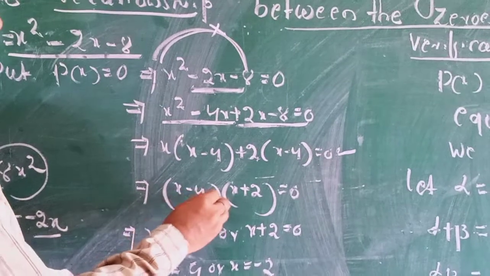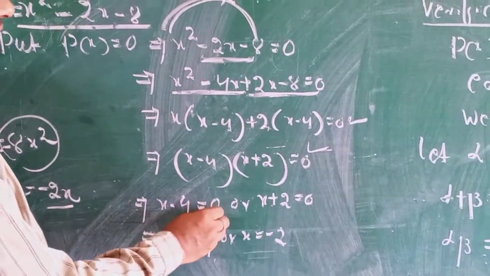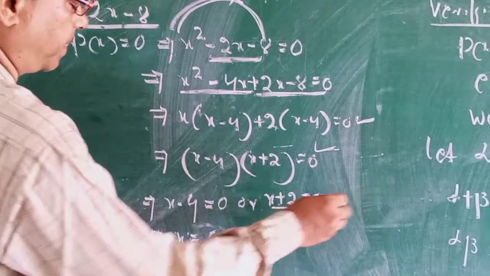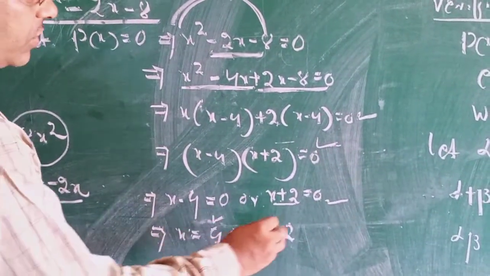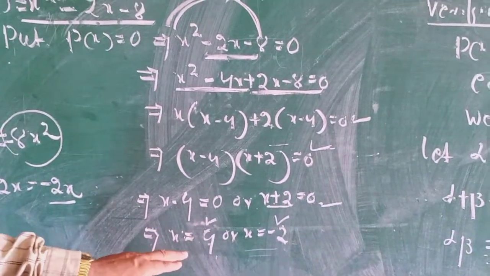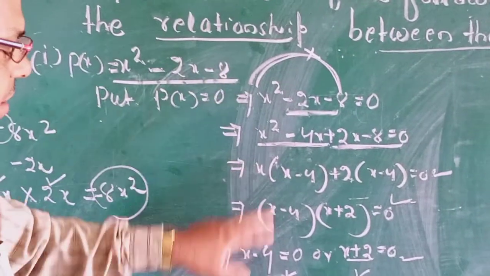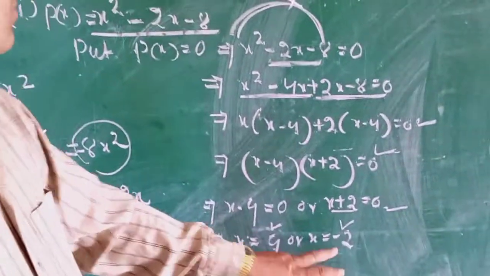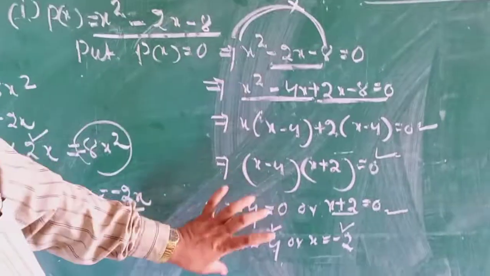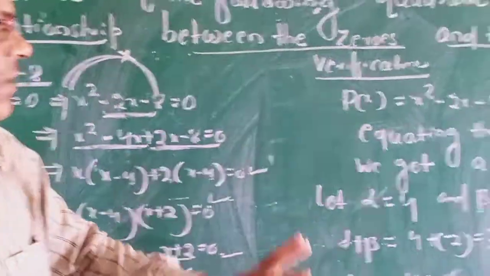So that implies x minus 4 into x plus 2 is equal to 0. So x minus 4 is equal to 0 or x plus 2 is equal to 0. So x is equal to 4 or x is equal to minus 2. So the two zeros of the quadratic polynomial x square minus 2x minus 8 are 4 and minus 2. So finding the zeros is completed. Next is the relationship between the zeros and the coefficients.